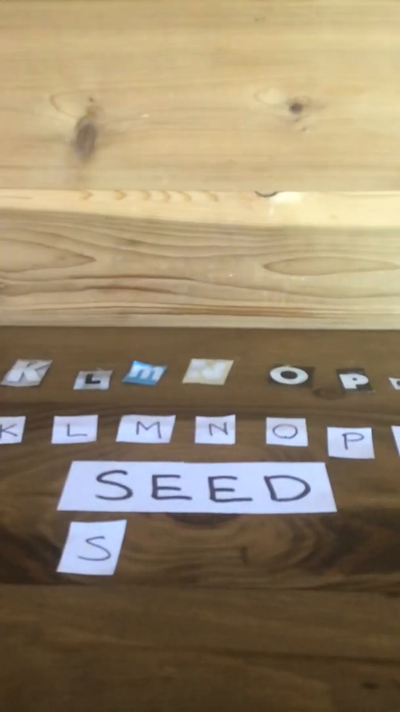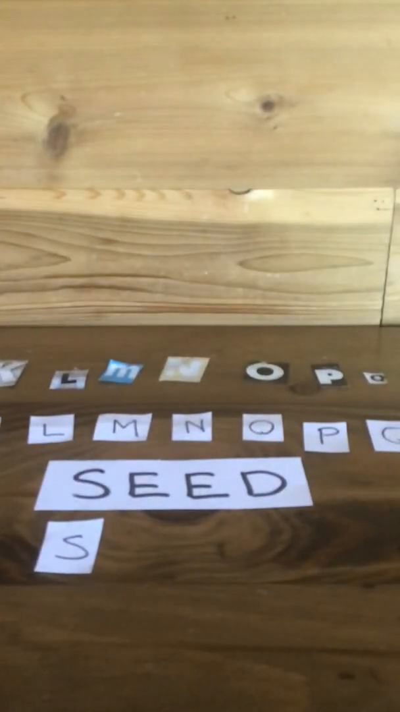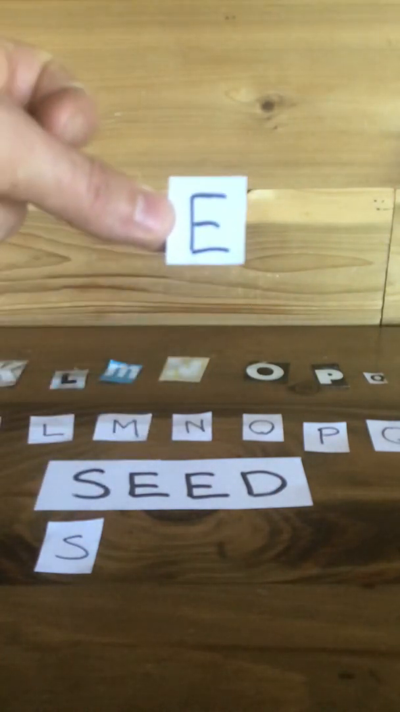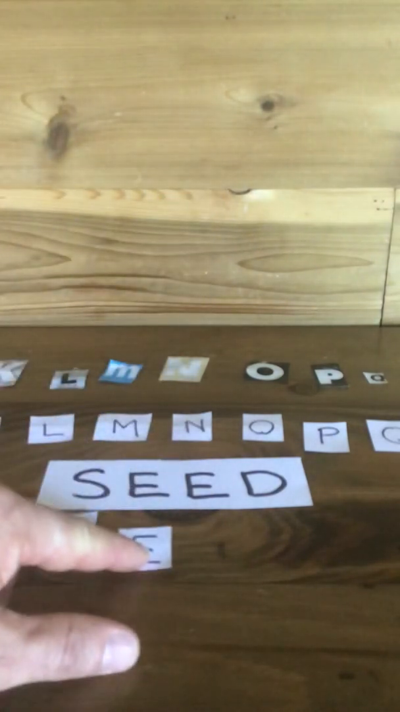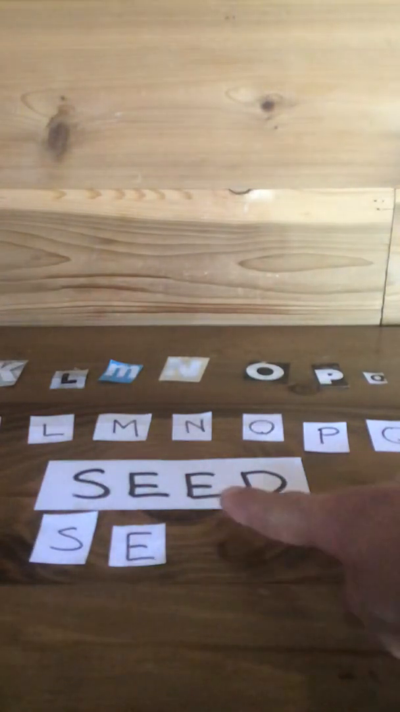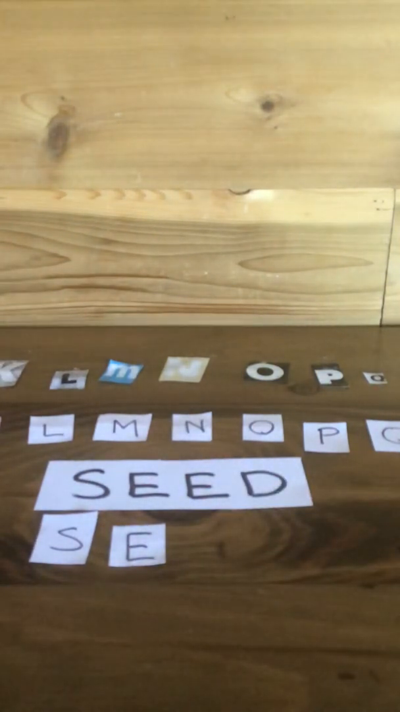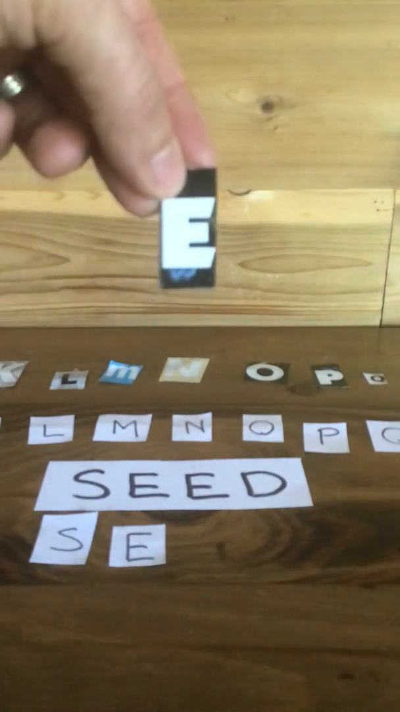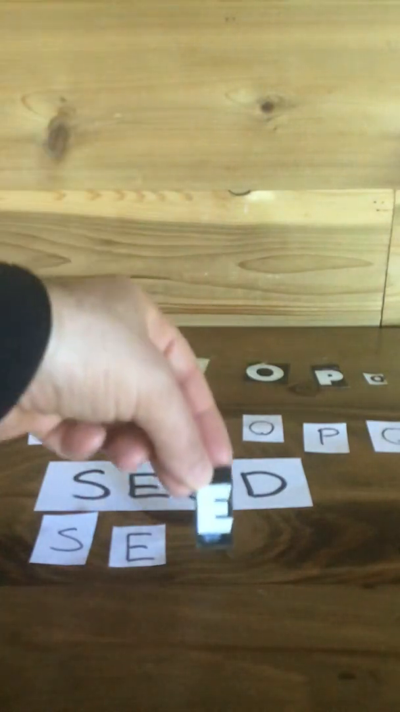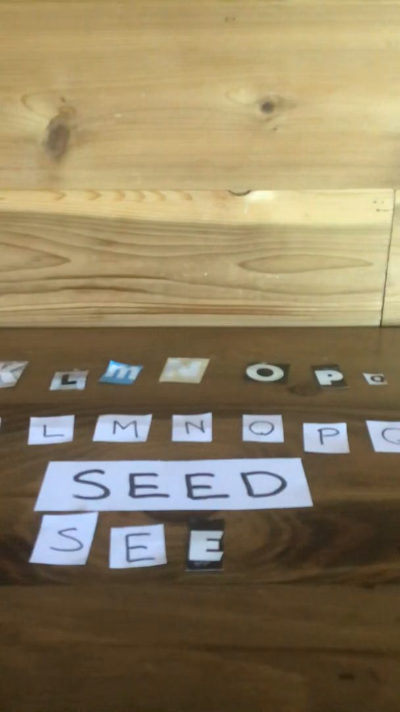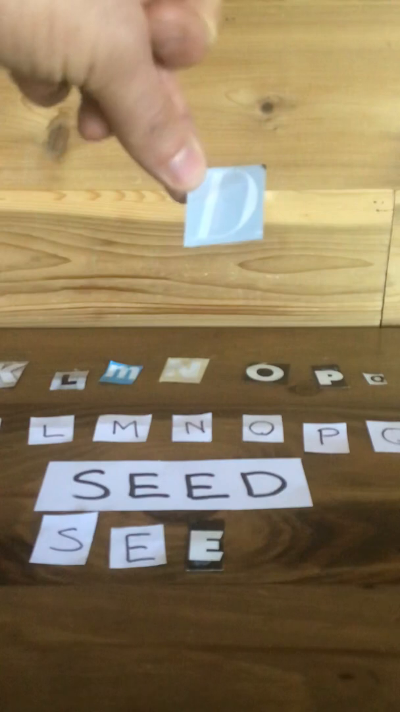And now we're going to look for the letter E. Find your letter E. And there's letter E. Great. And we need another letter E. So there's two E's in the word seed. This is why you need doubles in some letters. Great. And now I want you to find the letter D. We know D is somewhere near the beginning of the alphabet. And this is what the letter D looks like.